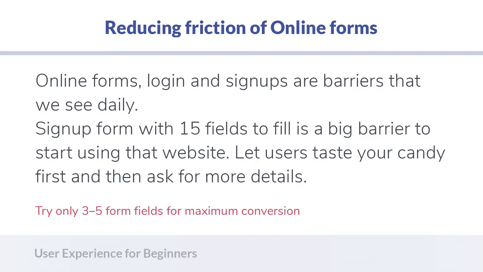This same fact is also applicable to online forms. So you need to reduce friction in online forms on e-commerce websites or on sign-up pages. You need to lower the number of fields, or you need to make it easier for the users to sign up for your service or website. So if your user sees like 15 fields to fill, that is a very big barrier. They are really going to run away. Let your users taste your candy first and then ask for more details. A safe bet is 3 to 5 form fields for maximum conversion.